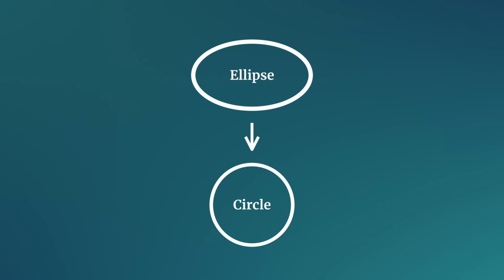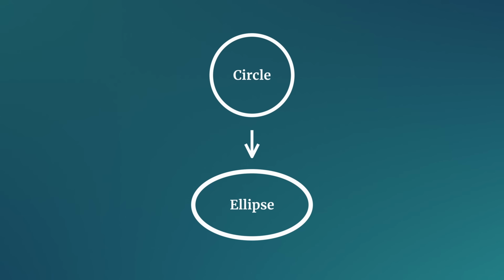One possible solution is to reverse the relationship, which makes more sense since the ellipse is basically a circle that can do more, in this case by being extended in width. However, there may still be functionality that a circle provides, such as calculating its radius, that an ellipse couldn't.